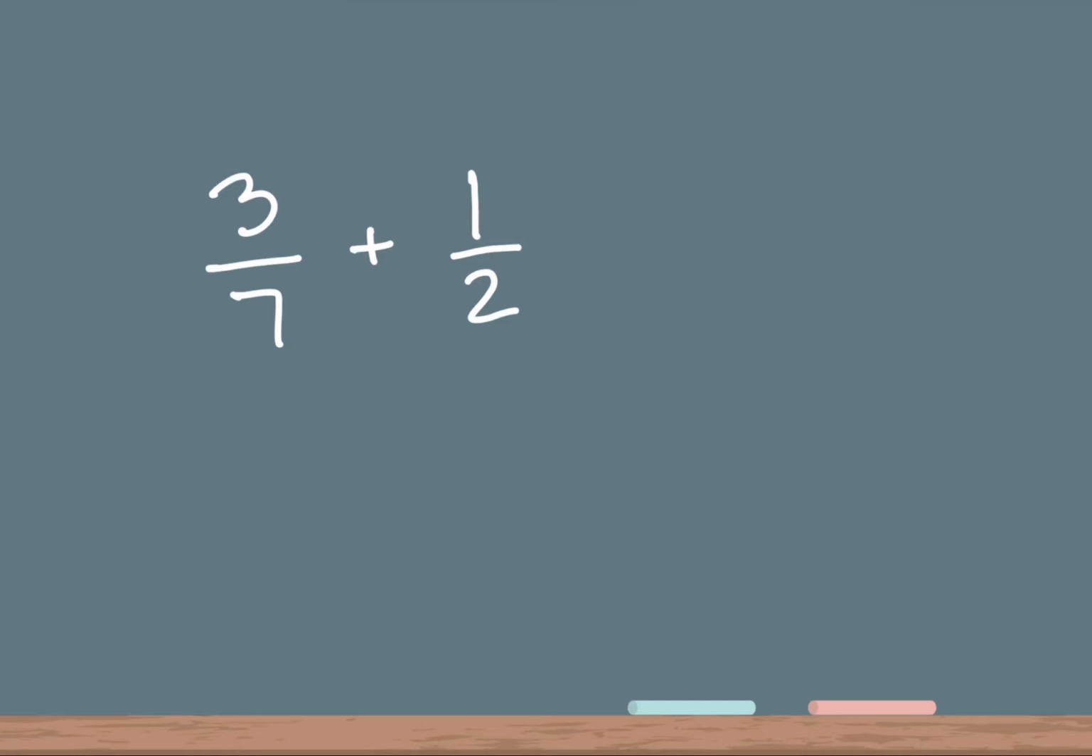Welcome. Today I'll be going over how to add fractions with unlike denominators. I'll be breaking it down step by step, so let's get started. So the first problem on the board is 3 over 7 plus 1 over 2.